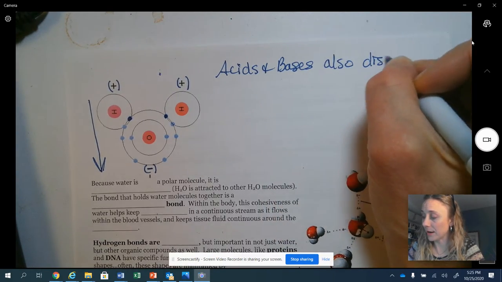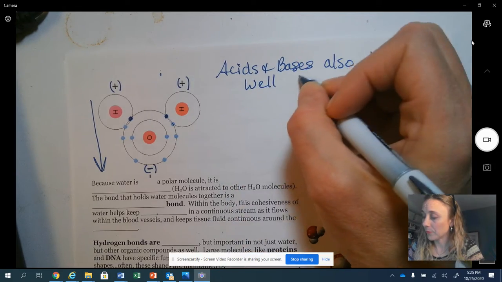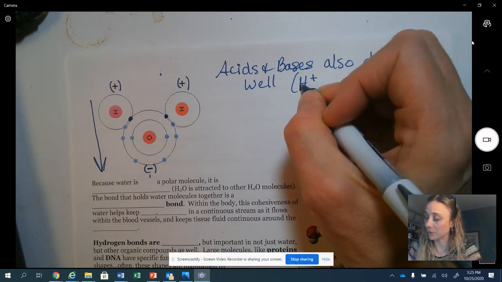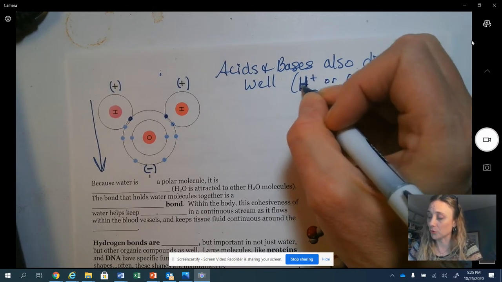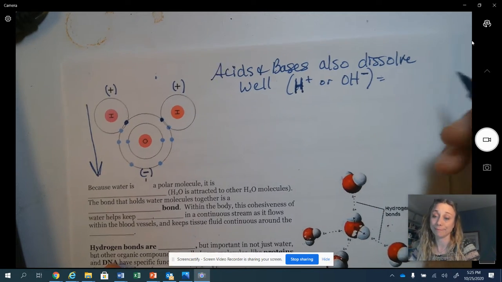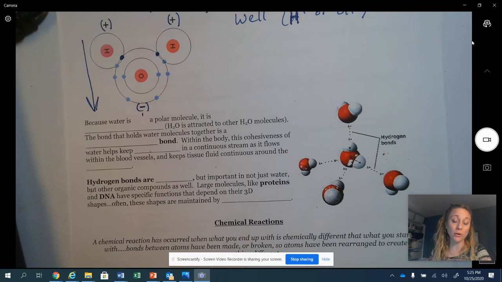Okay, because they might contribute to hydrogen concentration. So they might have hydrogen ion, or they might have hydroxide ion. And so they're usually ionic or partially ionic compounds, or have an ionic end on them. Okay. We'll talk about more of that later. Okay. So water is a polar molecule.